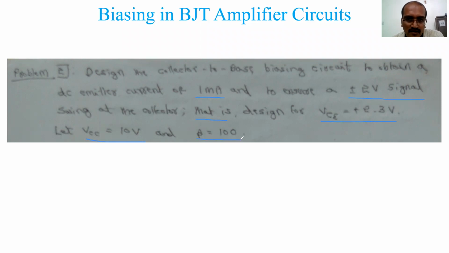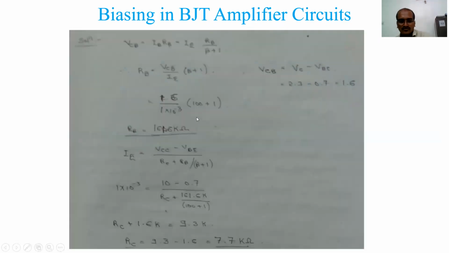Same VCC, earlier problem they have given 12, now it is given 10. IE is same, VCC is just 10, VC value is given. So using this we have to design a collector to base biasing circuit. So this is the solution. Very simple compared to the first circuit.